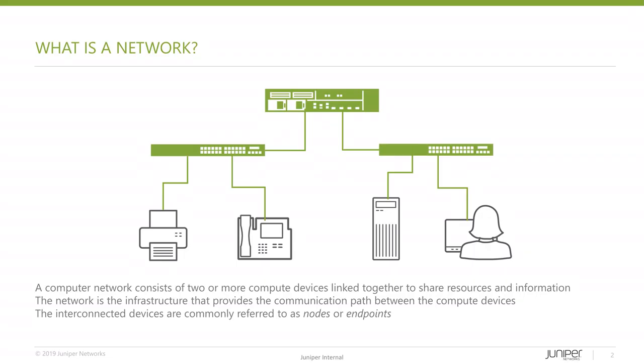What is a network? A computer network consists of two or more compute devices linked together to share resources and information. The network is the infrastructure that provides the communication path between the compute devices. These compute devices could be personal computers, servers, phones, printers, and so forth. A network's interconnected devices are also commonly referred to as nodes or endpoints.